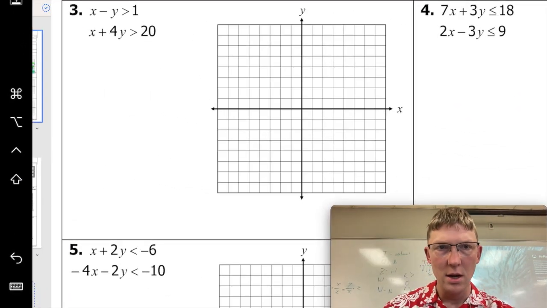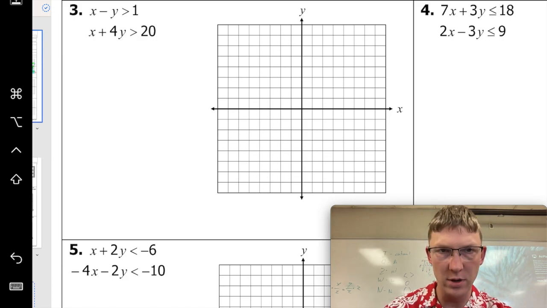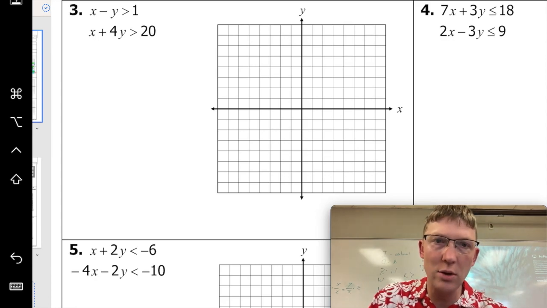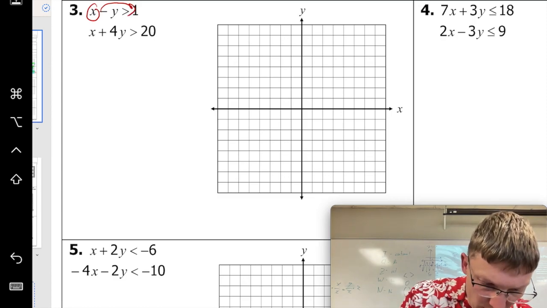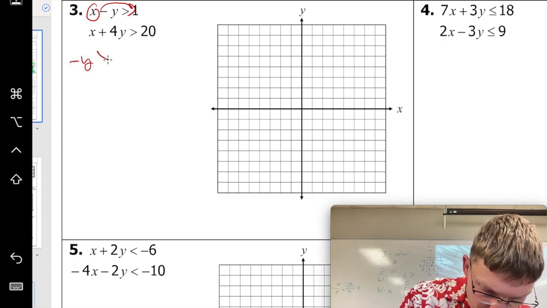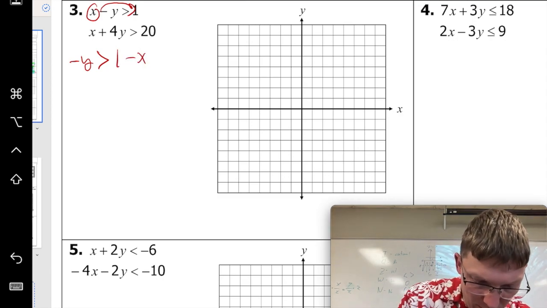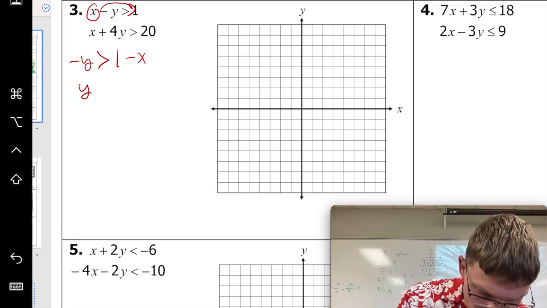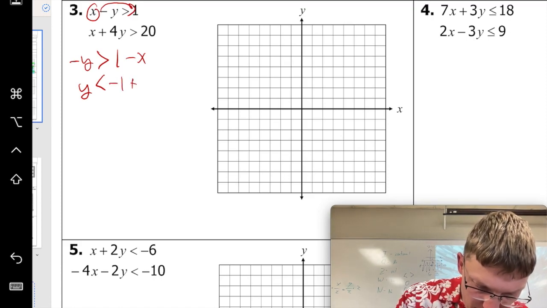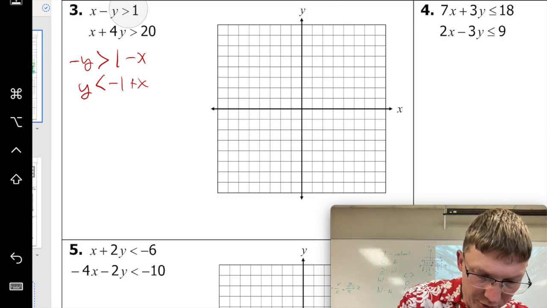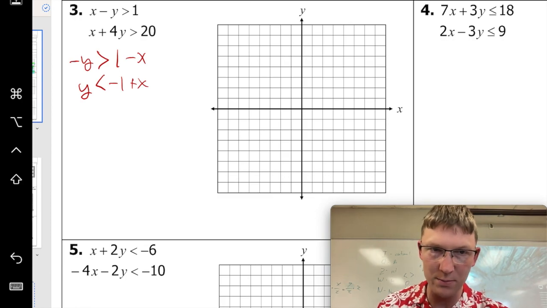Okay, number 3, the equations don't start in slope-intercept form. So just algebra until you get there. So for this one, we're going to move that x over. So we're going to have -y is greater than 1 minus x. And then we're going to multiply both sides by -1. There we go. Don't forget to switch your inequality. Then we have -1 plus x. Remember, when you multiply a negative number to the other side of the equation, it hits both numbers. Don't drop your negative sign.